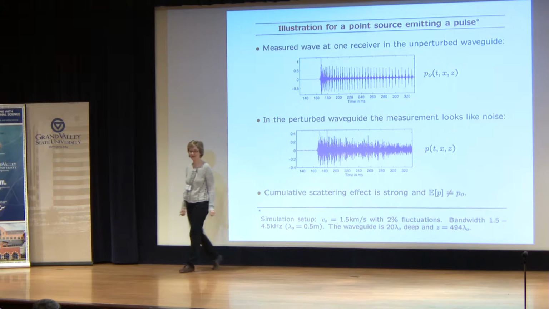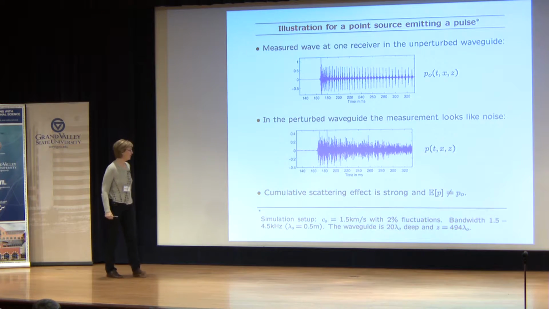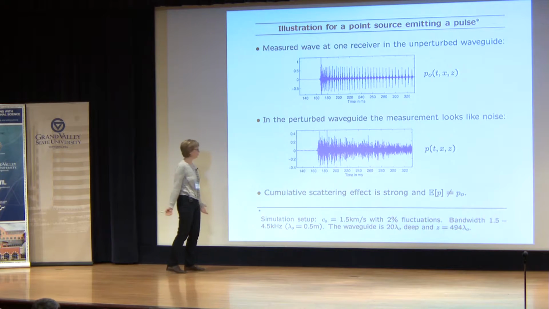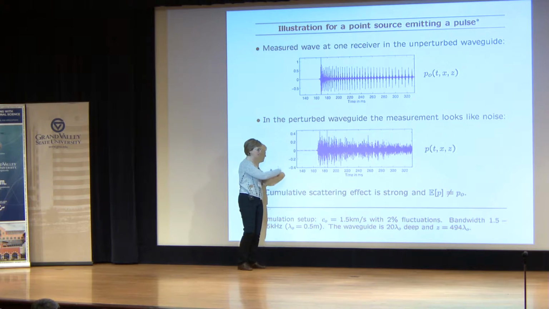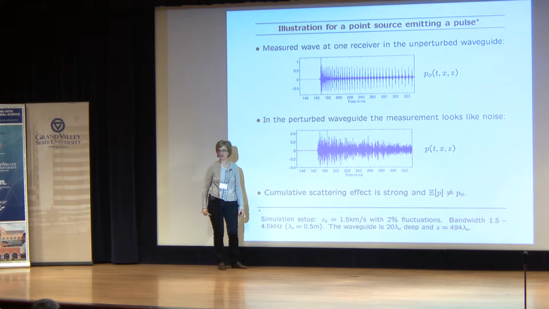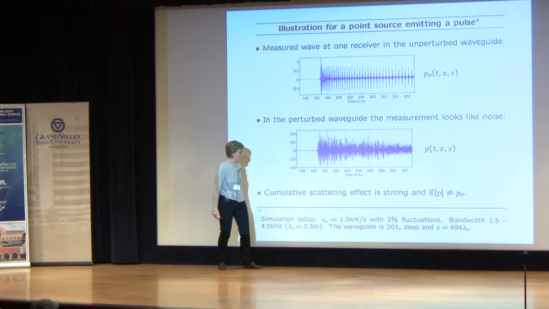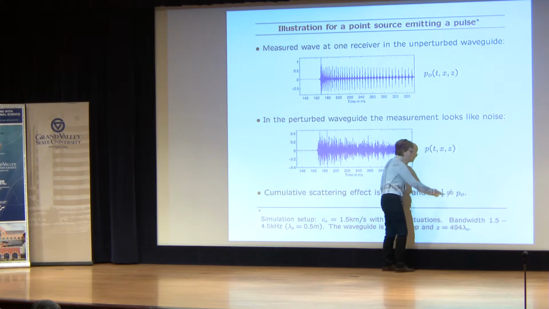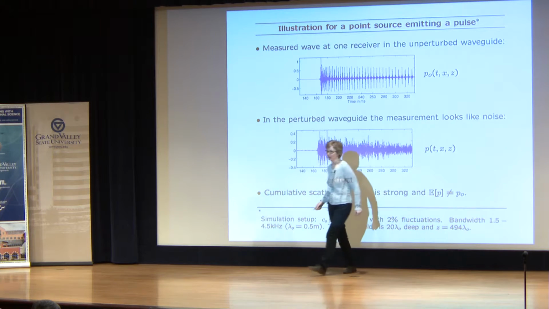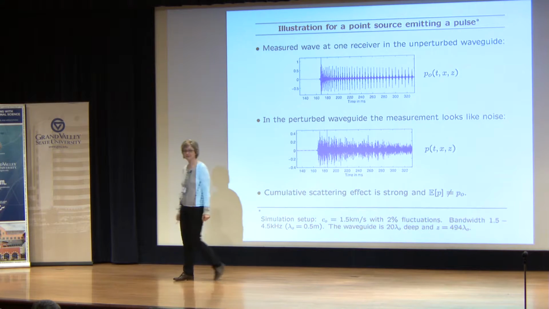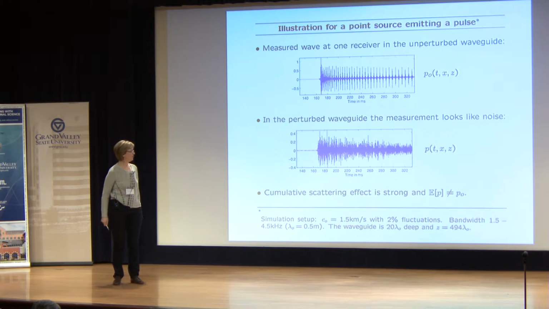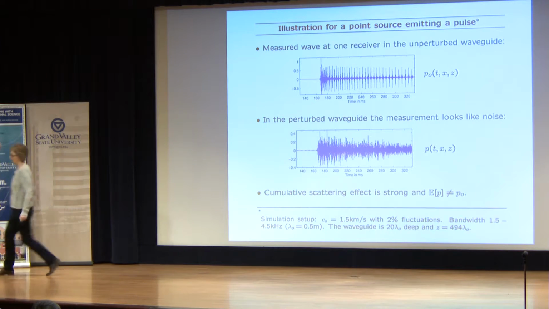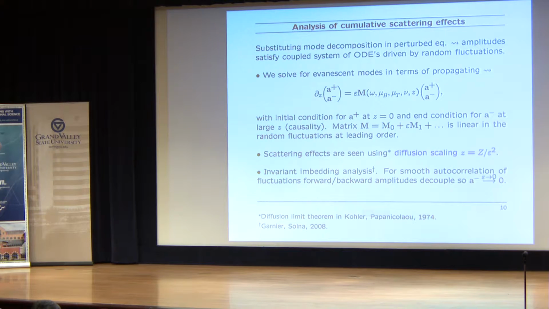It looks very noisy. Of course, computationally you can do this experiment, this numerical simulation, in many realizations of the random medium, and take ensemble averages. What you find is that the expectation of this field P is not at all like what you see in the ideal waveguide. In other words, the effect of the random medium is not additive noise. It's much more complicated than that. Okay, so how do we study this?